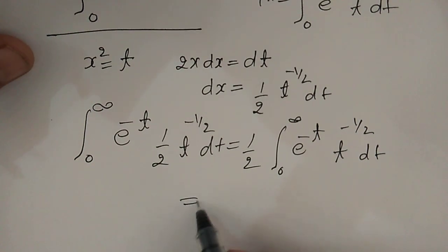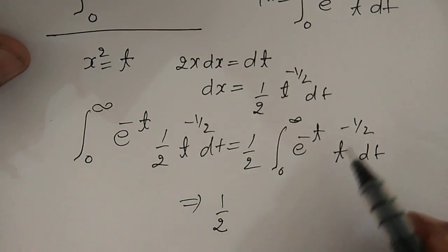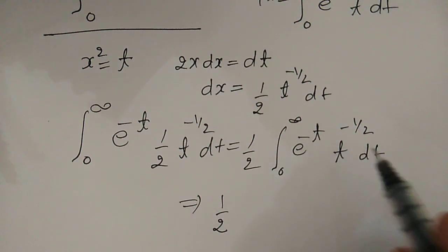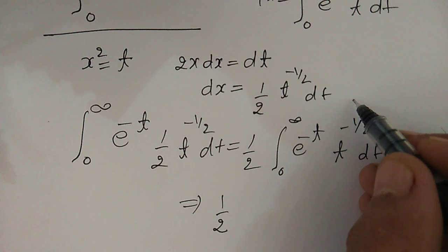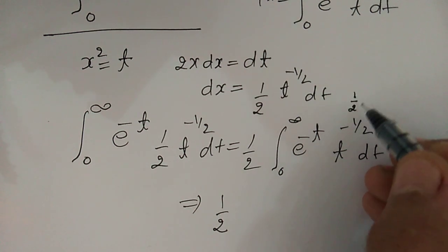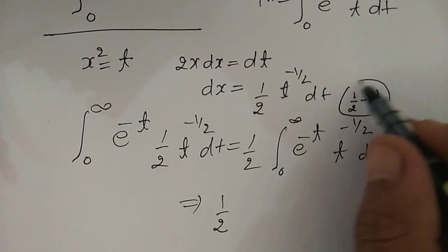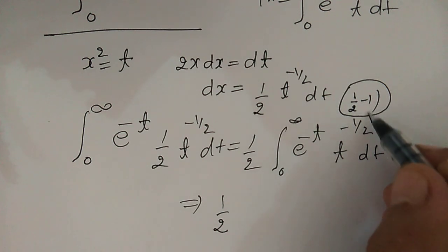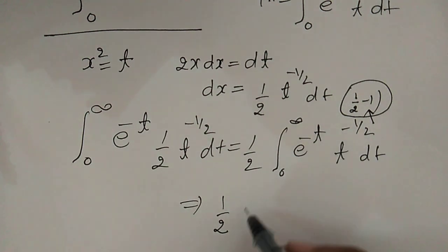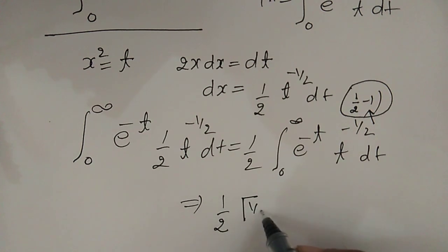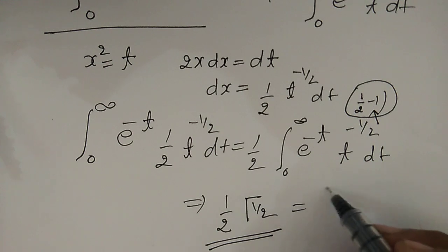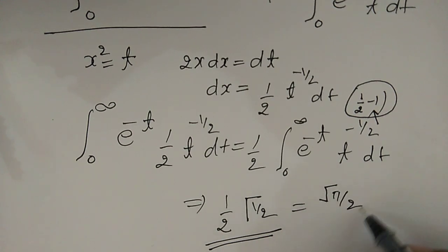So this will be 1 by 2. What we get is e to the power minus t, t to the power n minus 1. So what is the n here? Your n minus 1 will be minus half, so n equal to half. If we compare, n equal to half. So this will be your gamma half. So gamma half equal to root pi, and the answer is root pi by 2.